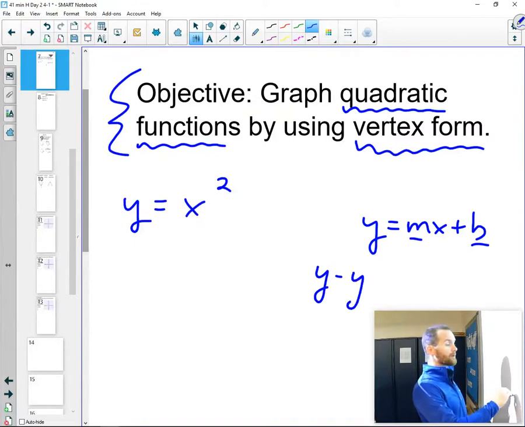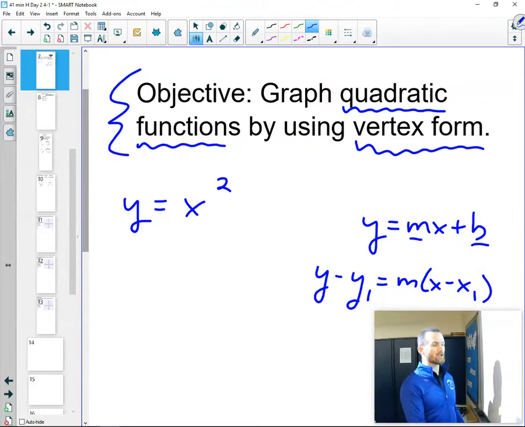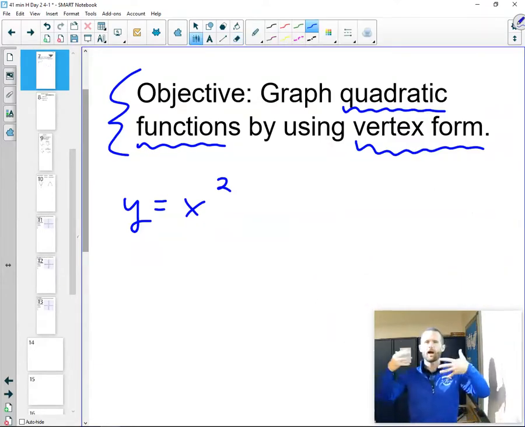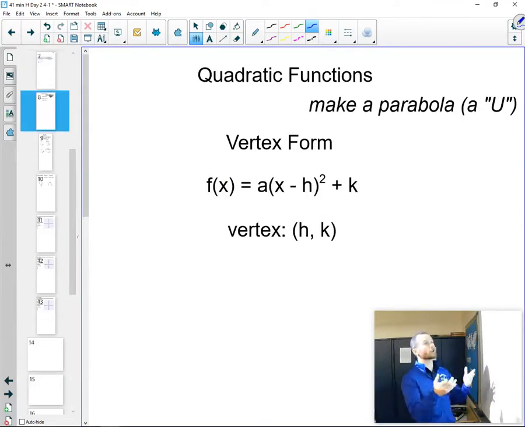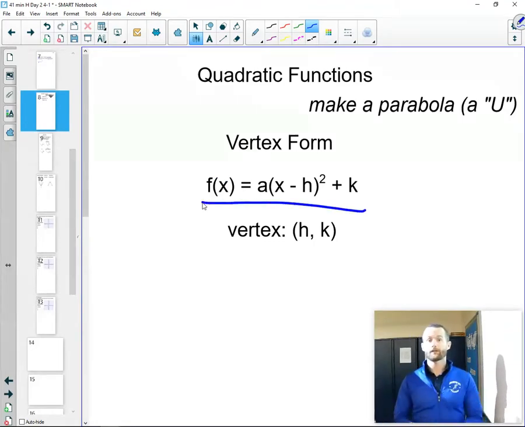We also have point slope, y minus y1 equals m times x minus x1. And that's a different way for us to get information. We know that m is the slope and x1 and y1 are any coordinate, not just the y-intercept of that graph. So the reason I'm reminding you of all those things is I want you to keep those skills in mind as we approach this vertex form. It's just a way for us to graph these functions.